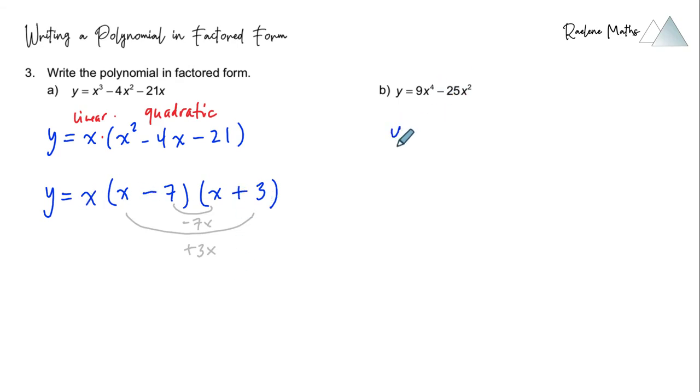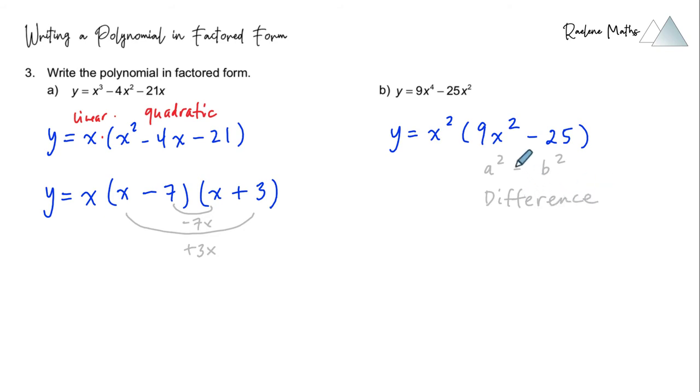The next case, we have a quartic polynomial because the degree is 4, and quartic comes from the word quartet, meaning 4. And we notice that, again, we have a common factor of x squared. So we have a quadratic multiplied by another quadratic, and this second quadratic has the form of a squared minus b squared, which is a difference of 2 squares.